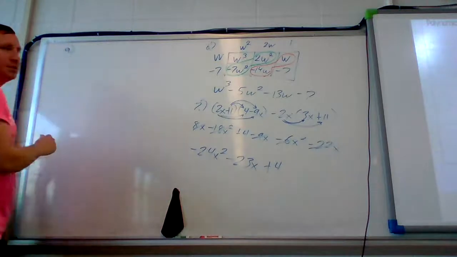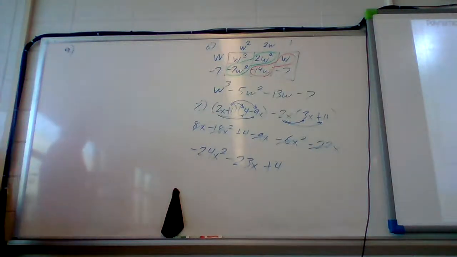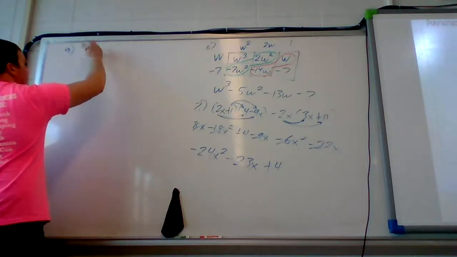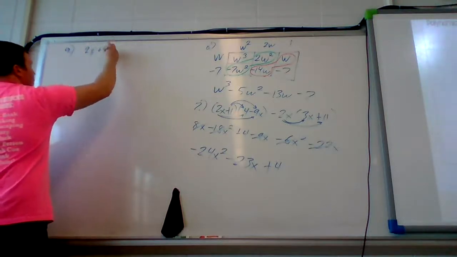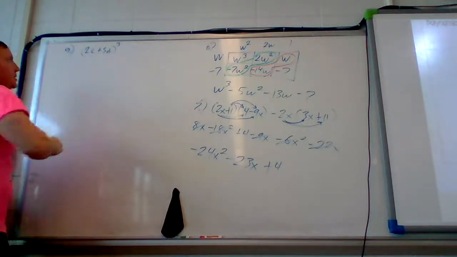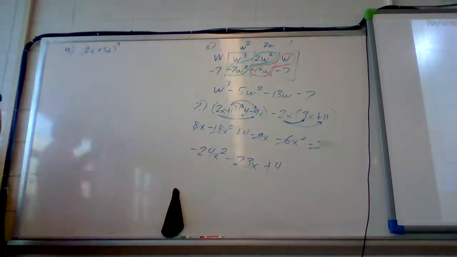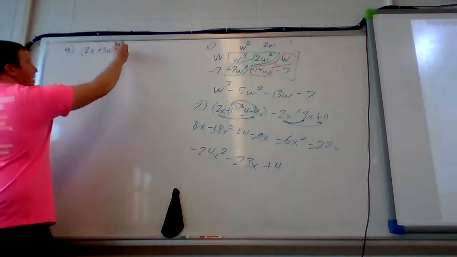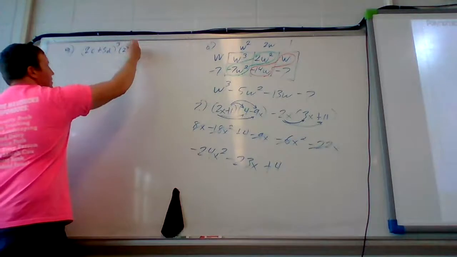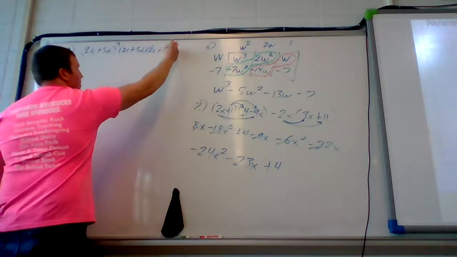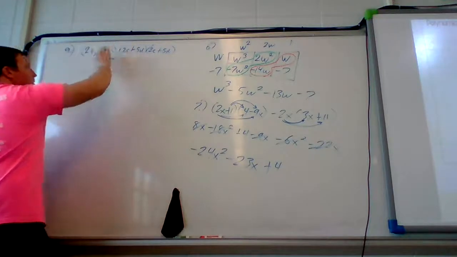So number 9 is 2c plus 5d cubed. If something is cubed, that just means we're taking it and multiplying it by itself 3 times. So we have 2c plus 5d times 2c plus 5d times 2c plus 5d. We can erase that cube.